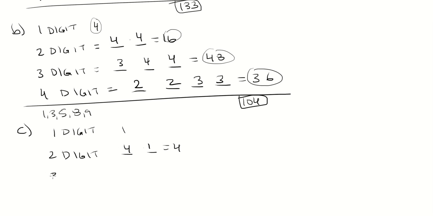And then for 3-digit, it has to end with a 5, so that's 1 choice. And then that leaves us with 4 digits and then 3 digits. So 3 times 4 times 1 is 12.